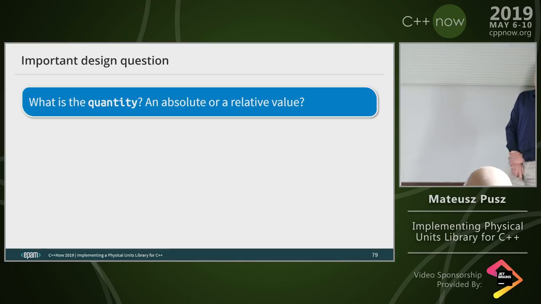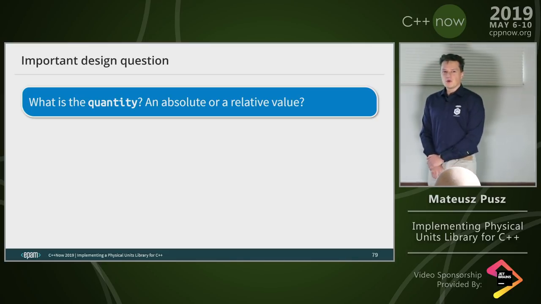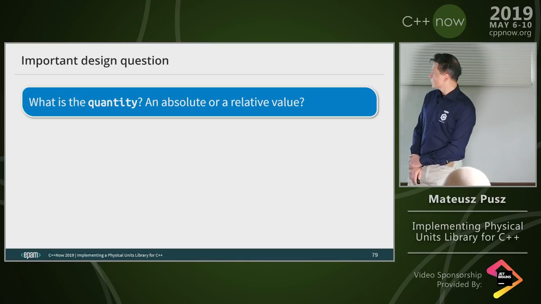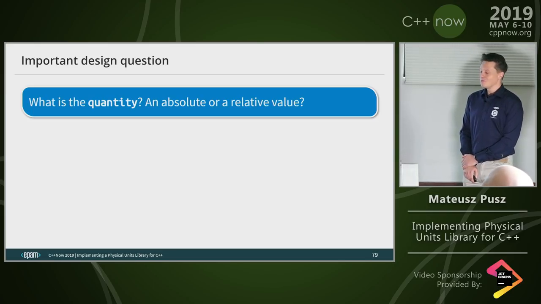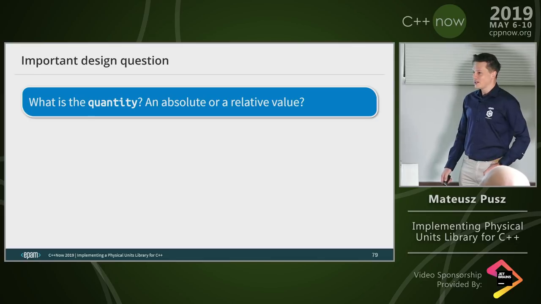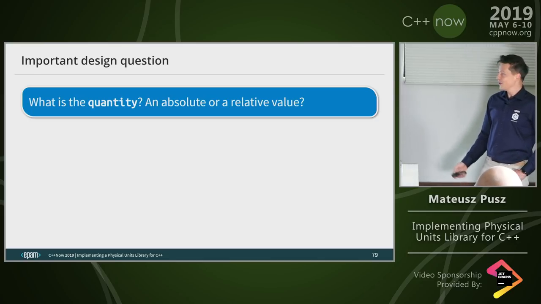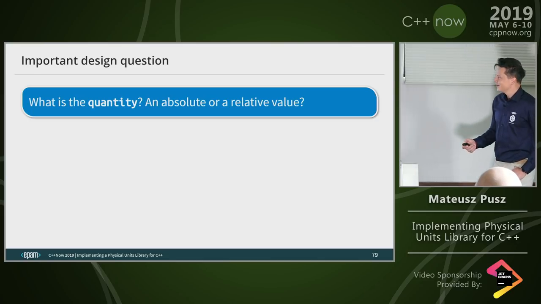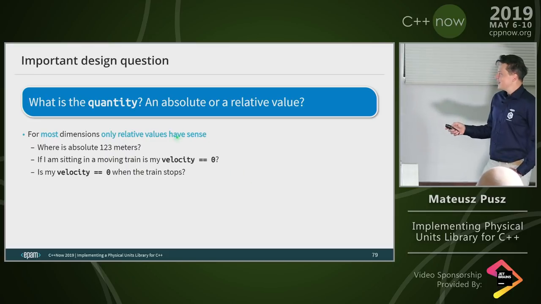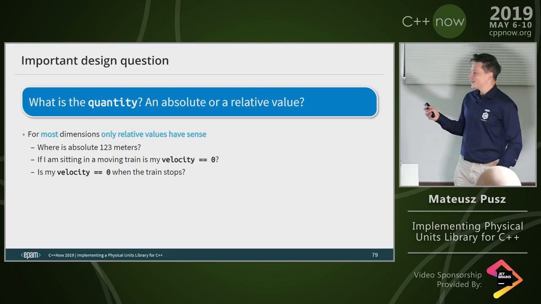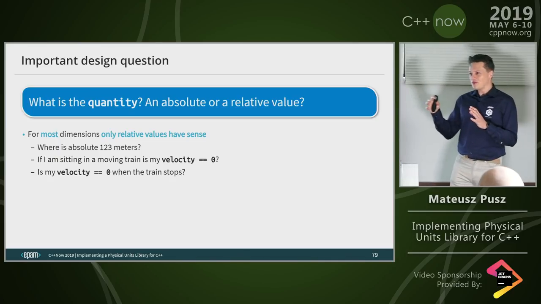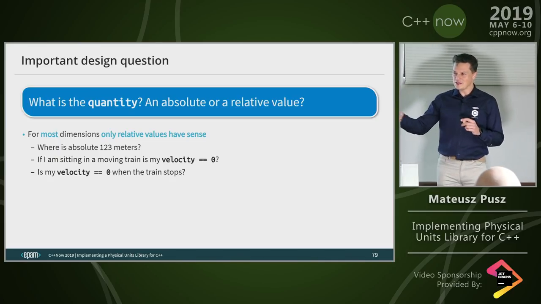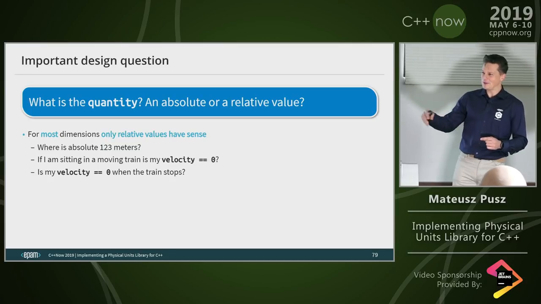Okay, so we have quantity, but there is a big question right now. What does the quantity mean? Is it an absolute or relative value? It's a big question and a really important answer to provide. I don't have the answer right now, actually. For most dimensions, I think that relative values make sense. What doesn't? Where is absolute 123 meters? Can you point me to this place? Where is absolute 123 meters?